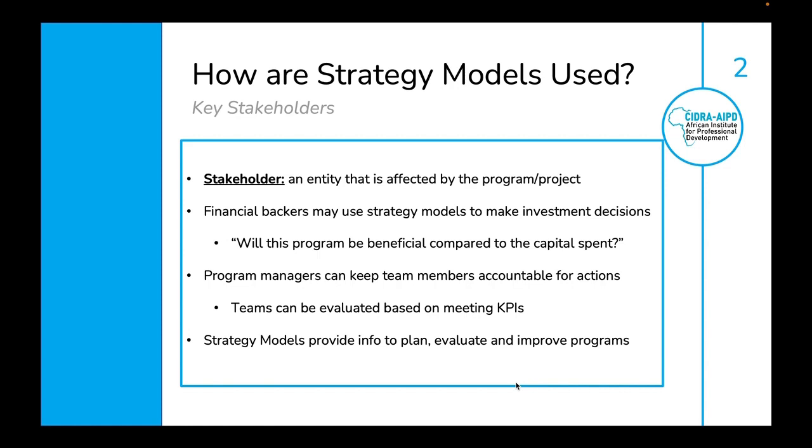Program managers can keep team members accountable for actions, which is another key benefit of a strategy model. Teams can be evaluated based on meeting KPIs. As I mentioned before, sales targets are an instance of this. There's also just general performance. Suppose someone is looking at a worker in an Amazon factory. How fast are they assembling orders and then shipping them out the door? Strategy models provide info to plan, evaluate, and improve programs.